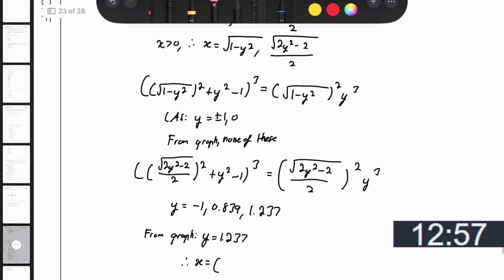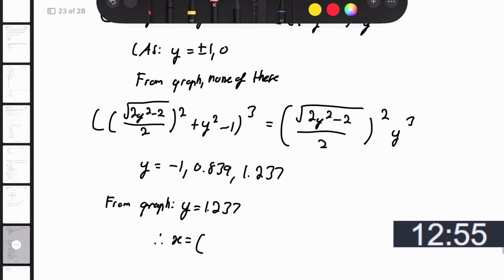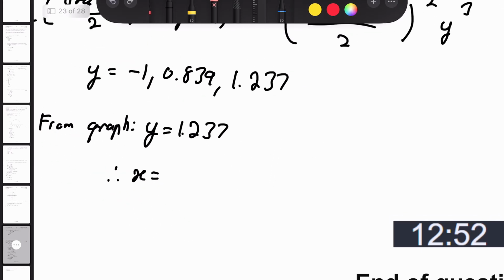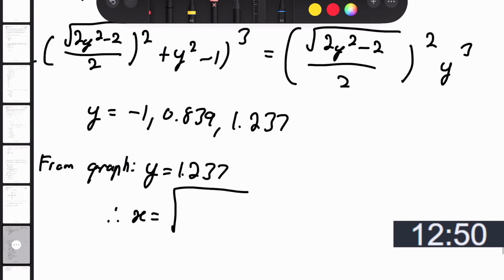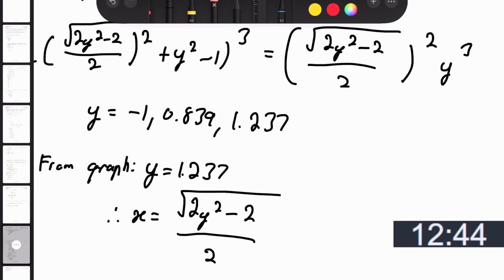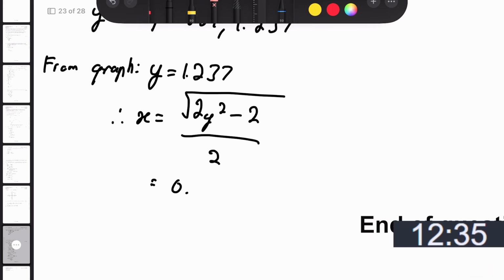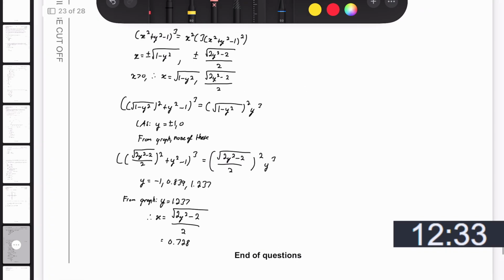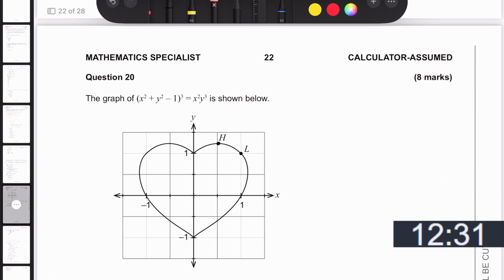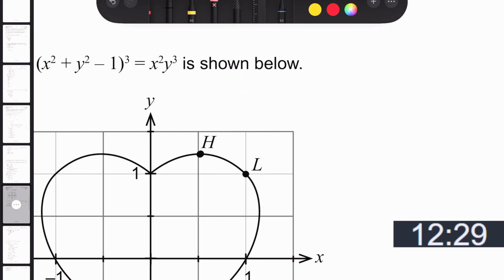what is it equal to? Square root of, this is going to be equal to square root of (2y squared minus 2) on 2, which is 2 times 1.237 squared minus 2 on 2. 0.728. Is that correct? Not so much.